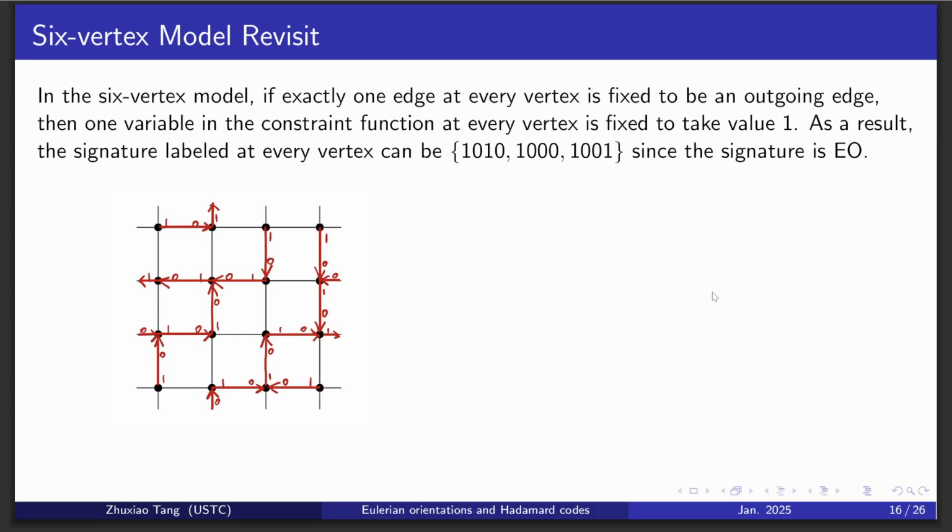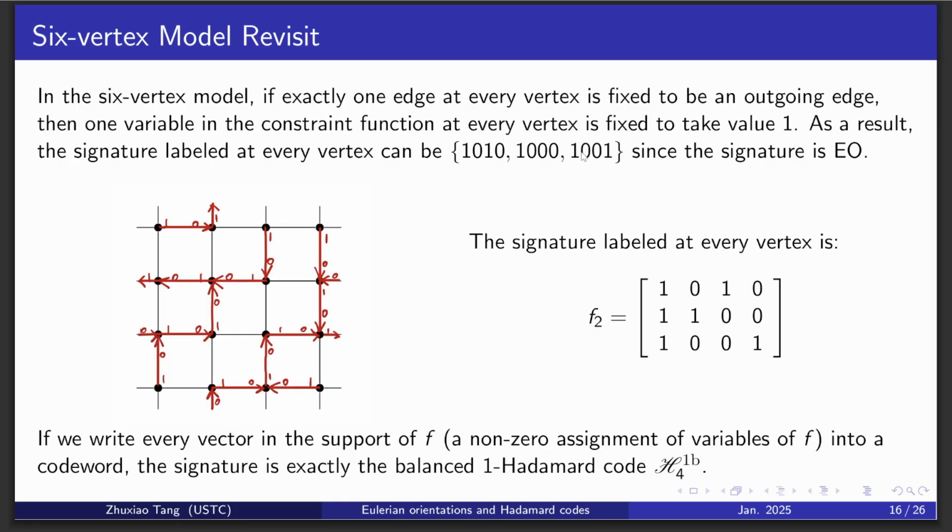To clarify the chain reaction theorem, let's revisit the 6-vertex model. In this 6-vertex model, every vertex is labeled with a constraint function that takes the value 1 at inputs 1,0,1,0; 1,0,0,0; or 1,0,0,1. If we write the non-zero inputs in rows, then we will get a matrix. If we view every non-zero input as a code word, then it is exactly the balanced Hadamard code of size 4.